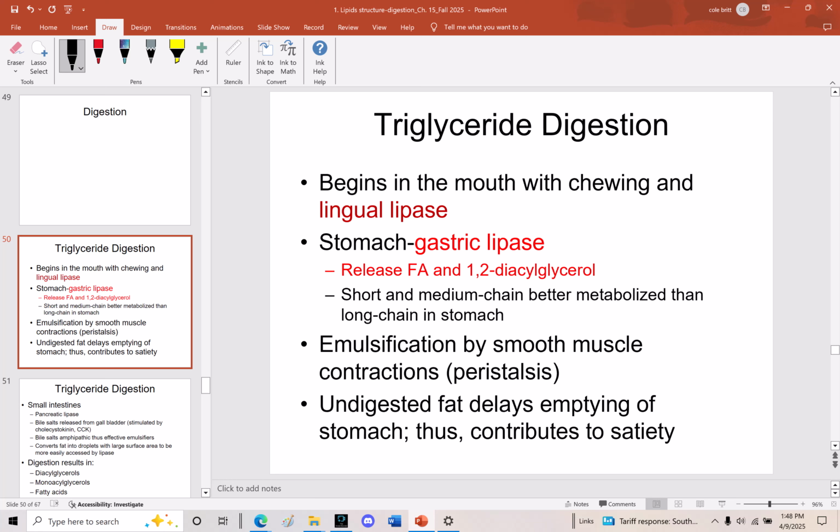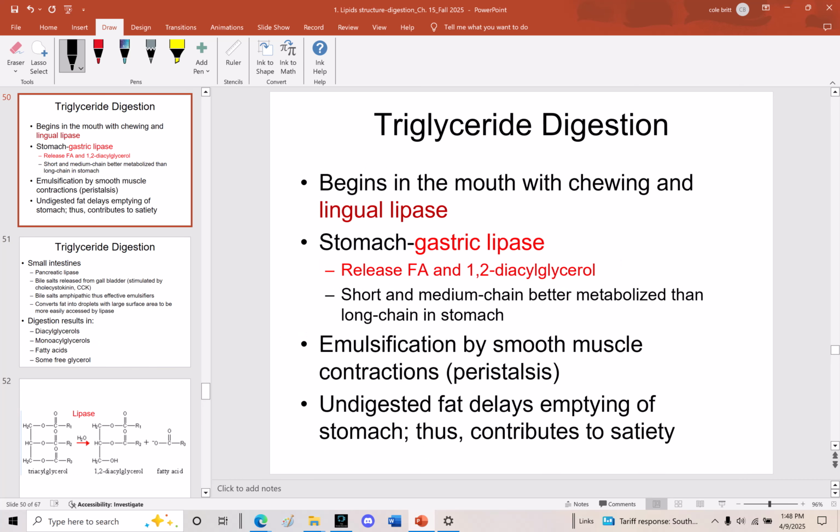So we don't usually get full breakdown of triglycerides. And I'm mentioning that now because you'll see that in the next slides coming up. So when we break down with lipases, we release the fatty acids, and when we release one fatty acid, what does this 1 and 2 mean? Remember, there's 3 carbons in our triglyceride here.